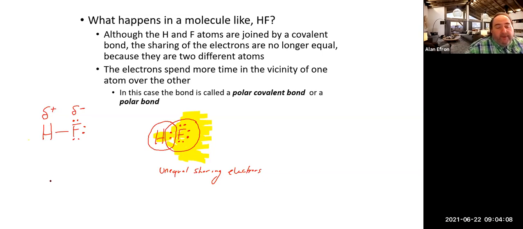This could also be represented a lot of times with an arrow, where the arrow is pointing to the side that is more negative, more electronegative. And the back part of the arrow, which kind of makes like a plus sign, is to the part that's more positive in that bond, or least electronegative.